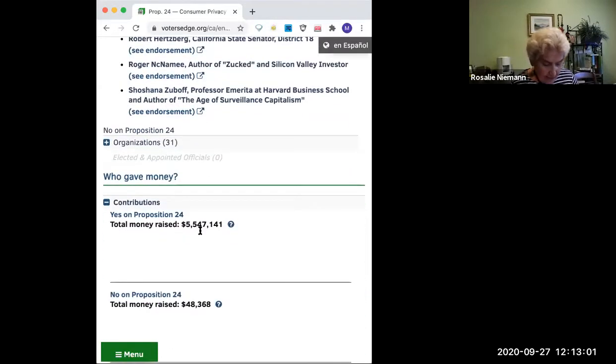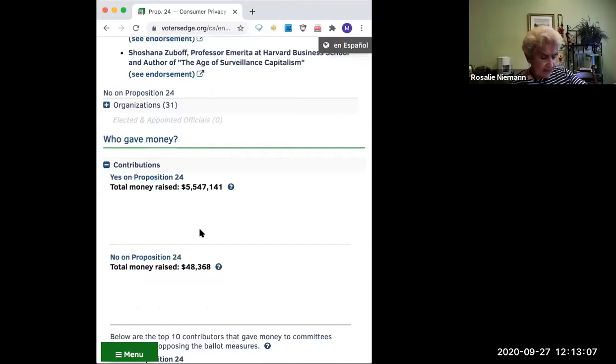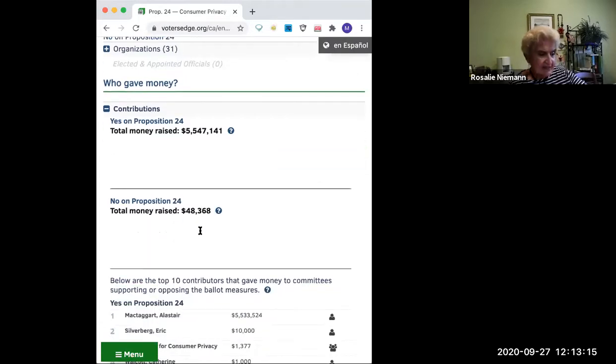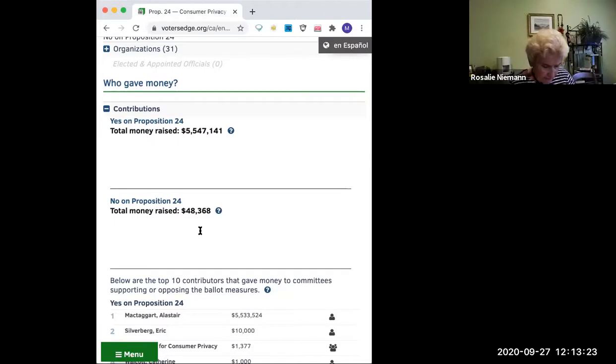I will say that the columnist in the LA Times, August 30, Michael Hiltzik, said if Prop 24 fails, privacy is at risk. So there's that.